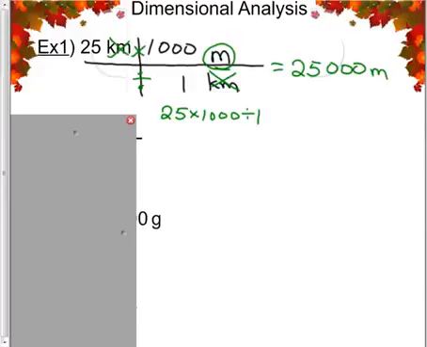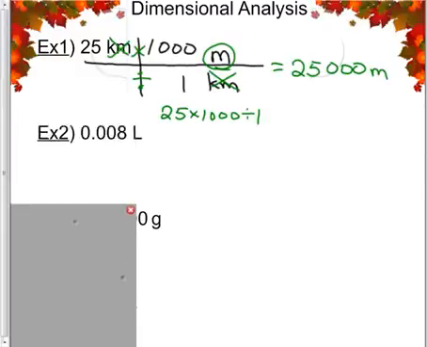Therefore, our answer is 25,000 meters is equal to 25 kilometers. Now, you may have learned some other methods to do this, but you're going to have to use dimensional analysis a lot this year, so this is the only method that we consider acceptable in chemistry class.